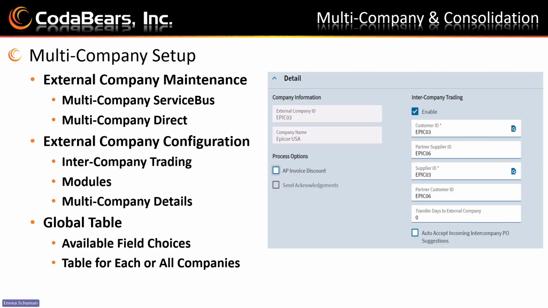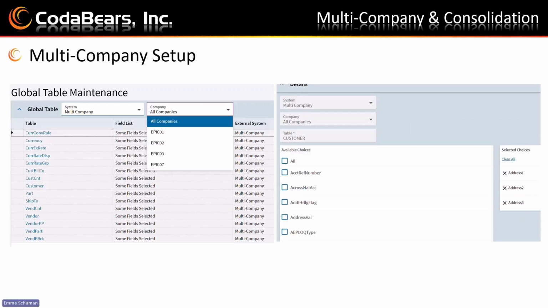Another major concept when setting up multi-company is global tables. These tables help determine which information will be transferred between each company, such as, again, customers, vendors, parts, or currency. And we'll decide whether we're going to maintain that information centrally or separately. On the slide, you see two screenshots of the global table maintenance. I always get asked whether a global table is one for all, or can I get really granular with it? The answer is yes, you can get granular with it.